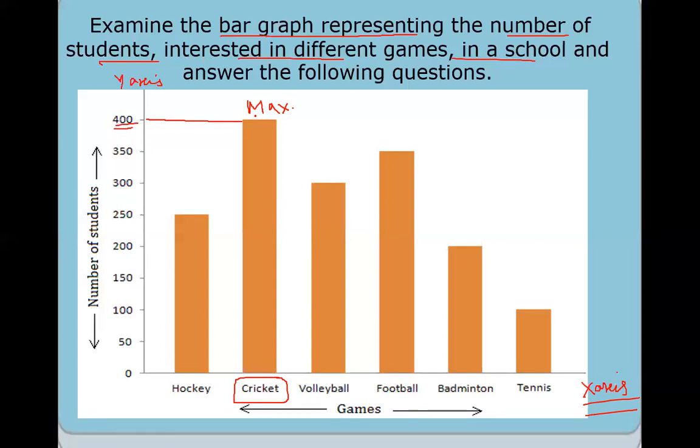Visually, I can also say that the tennis game is the one least liked by the children, the minimum. How many children like tennis? Only 100 students like the tennis game, which is the minimum number. In this way you can analyze the data for the maximum or minimum number of children who like the games. So let's have a look at an example.